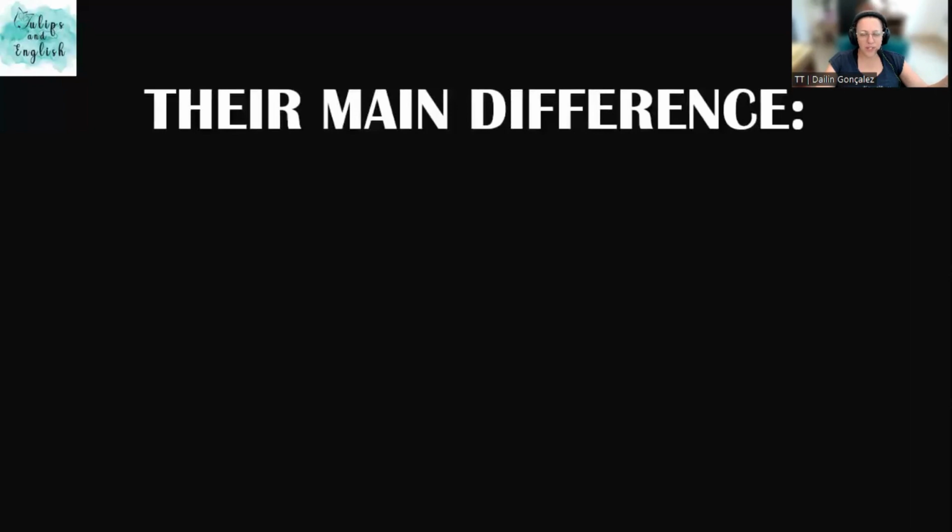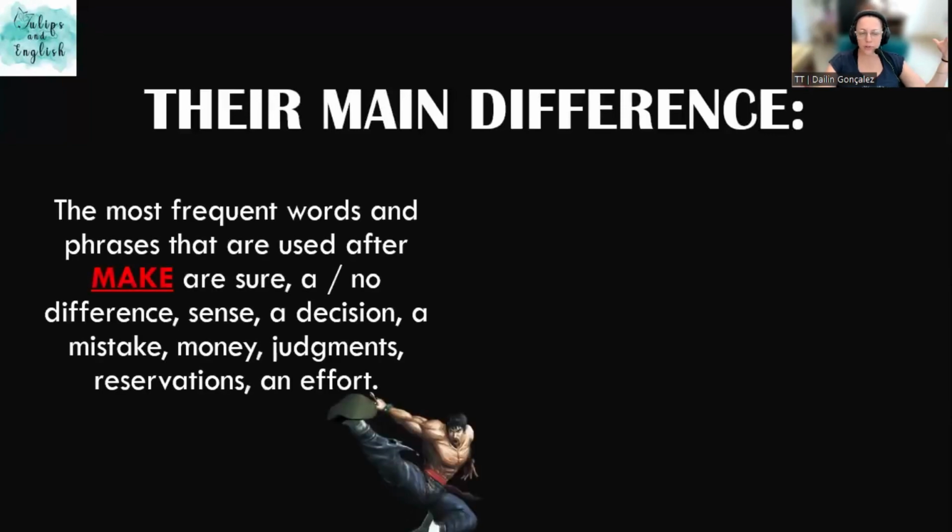Well, before everything, let's understand a little bit more of their difference. If you remember, whenever you use make, you're talking about things we produce with our hands as well. But also we use make with those words specifically. Make sure, make a difference, make no difference, make sense, make a decision, make a mistake, make money, make judgments, make reservations, and make an effort.